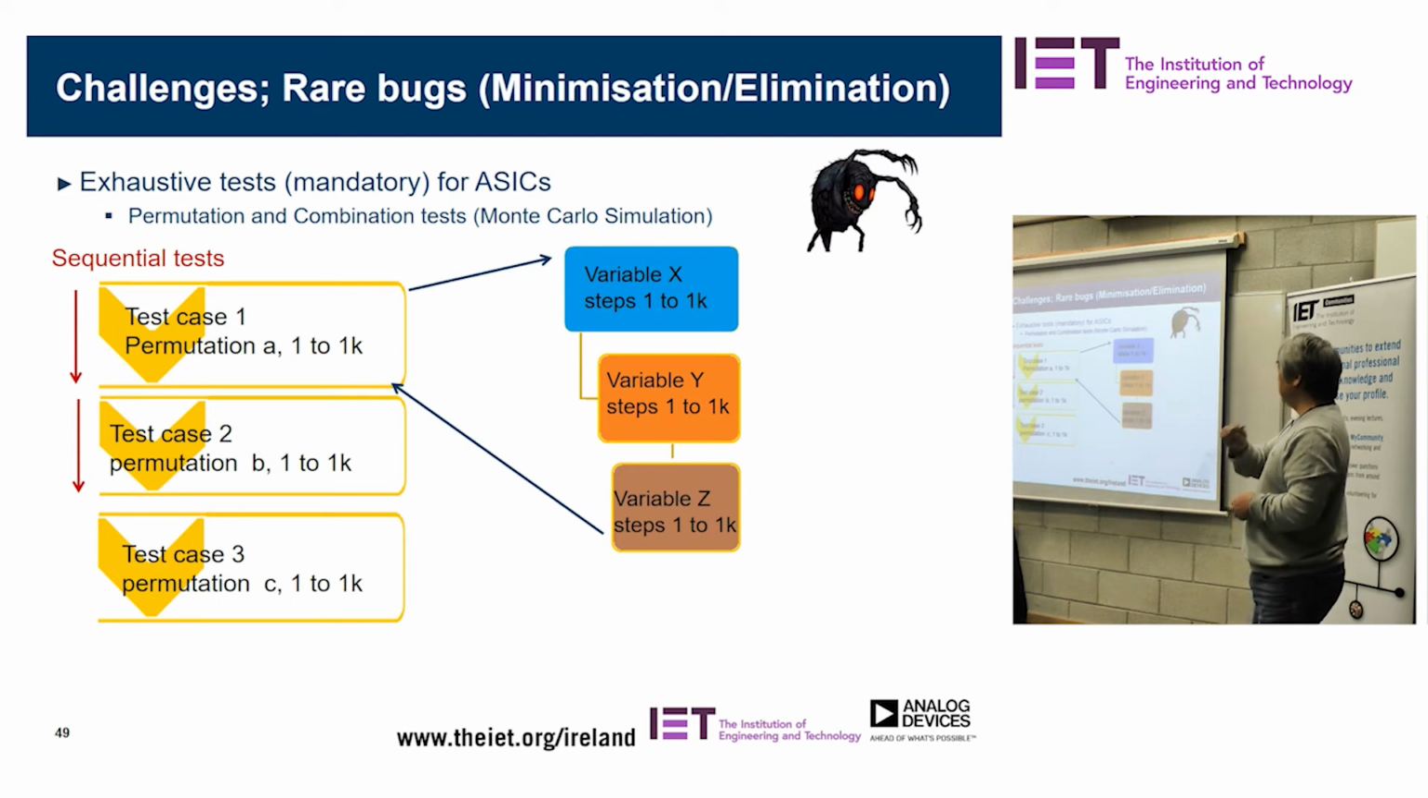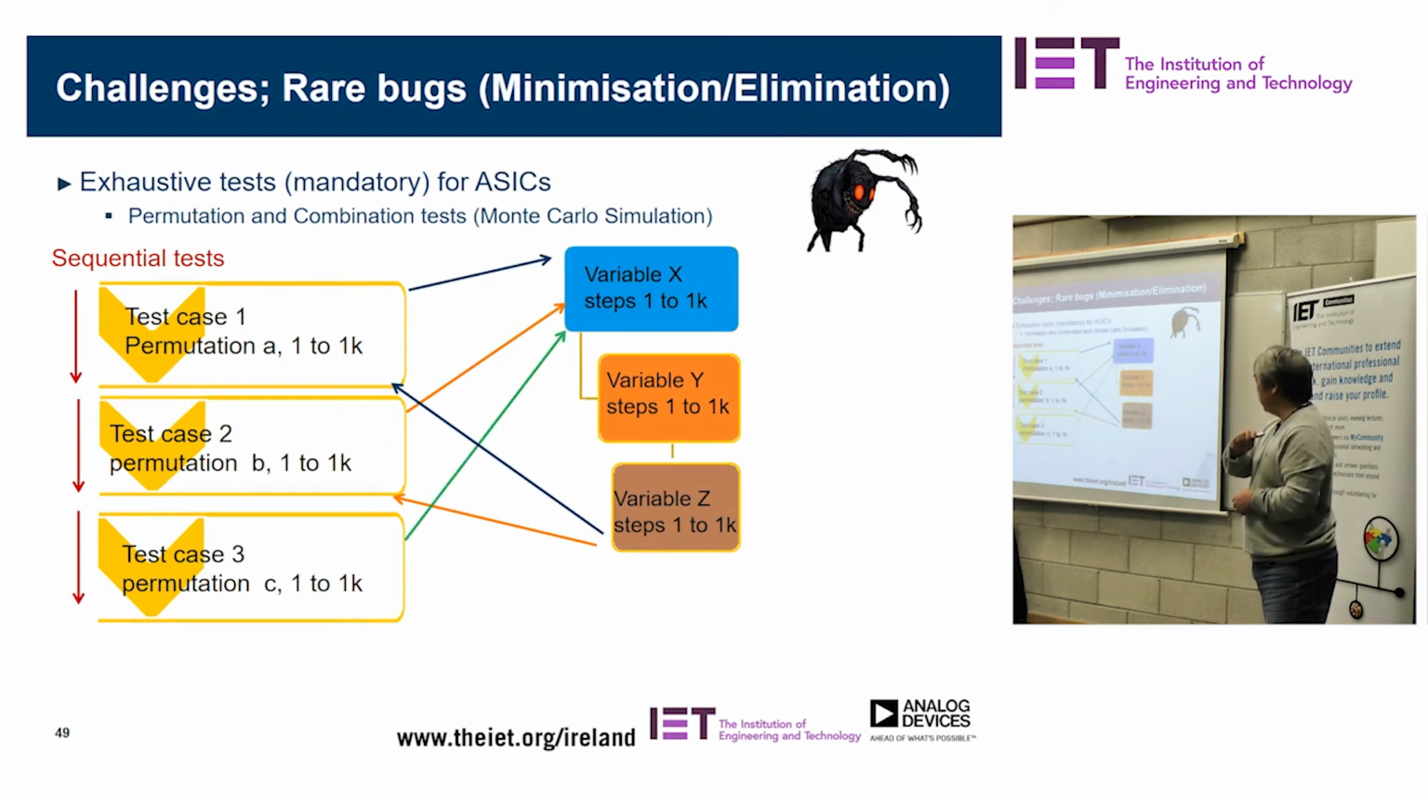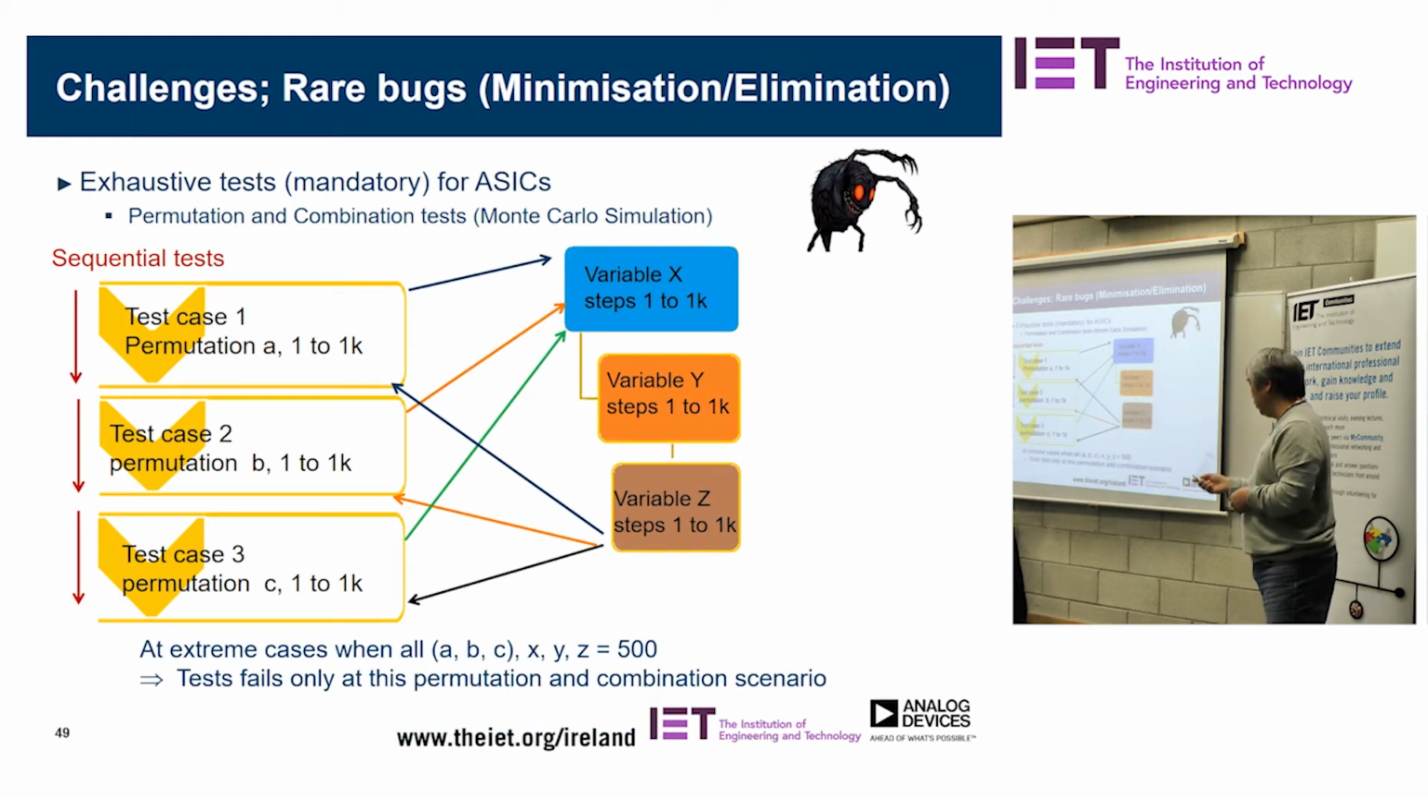So same thing with test 2 case, then you vary that. So in one of the designs, I did this test, and what caught my interest was everything worked, but only in a certain combination when this variable reaches 500.